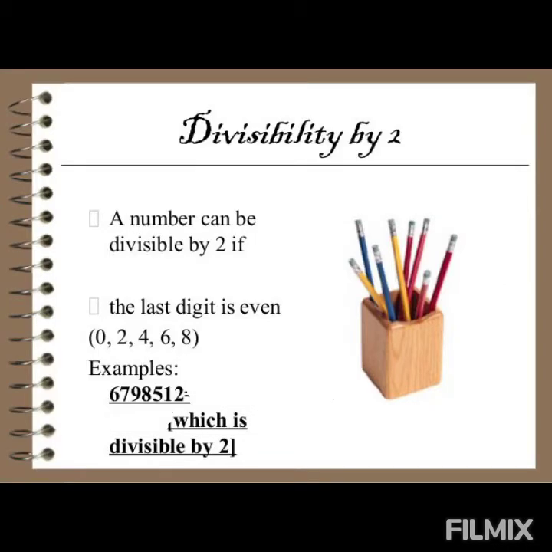A number can be divisible by 2 if the last digit is even, that is 0, 2, 4, 6 or 8. For example, 6798512. This number is given. Now here the last number is 2. So 2 is an even number. So here the number is divisible by 2.